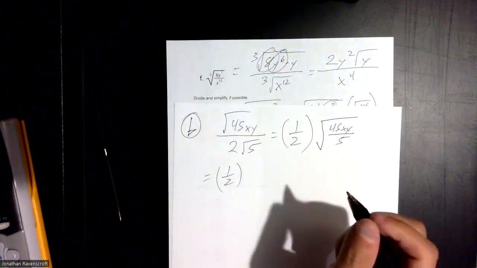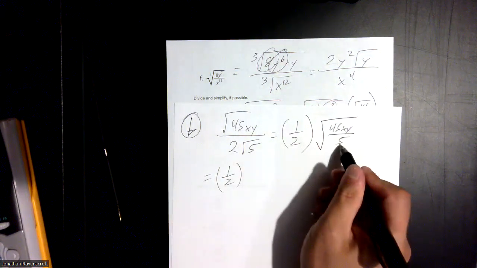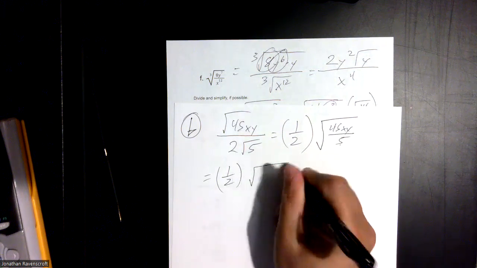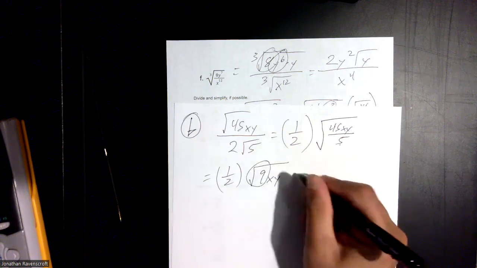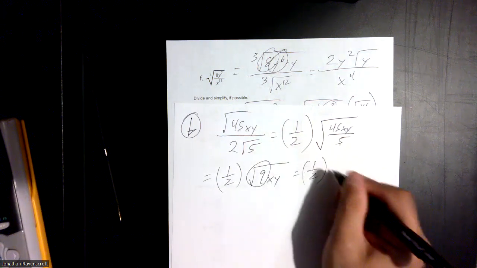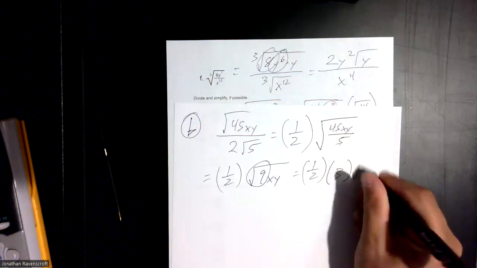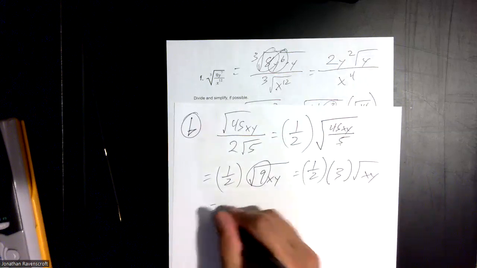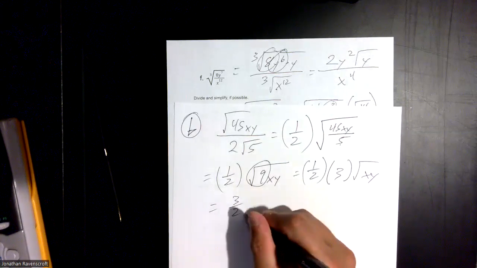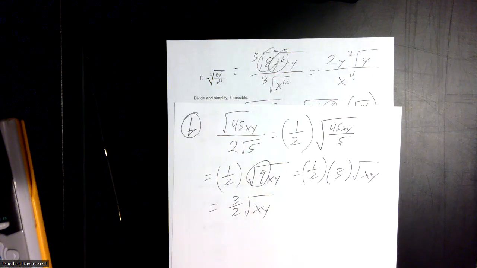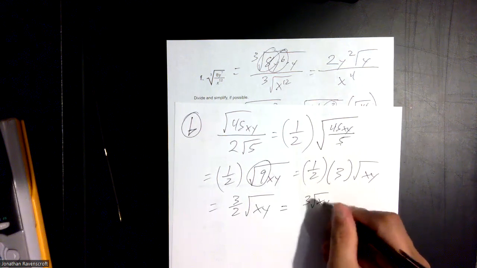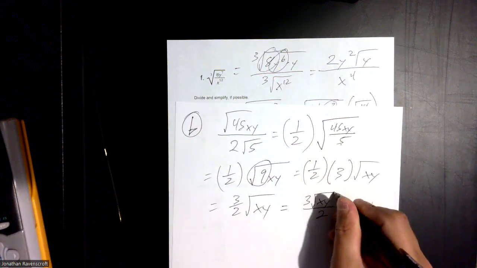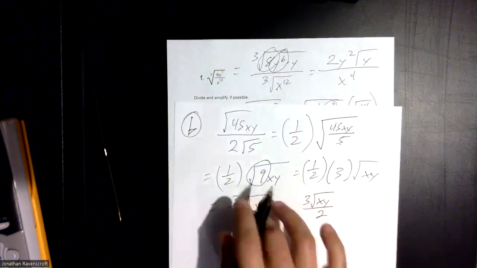1/2 just hangs out. 45 divided by 5 is 9xy. We can take the square root of 9, so that's 1/2 times 3 square root of xy, which is 3/2 square root of xy. If you really wanted to, you could also write that as 3 square root of xy over 2. Again, you might see that, but those are the same answer.